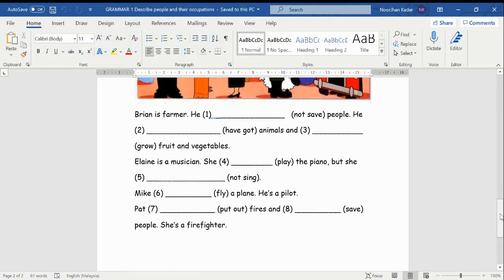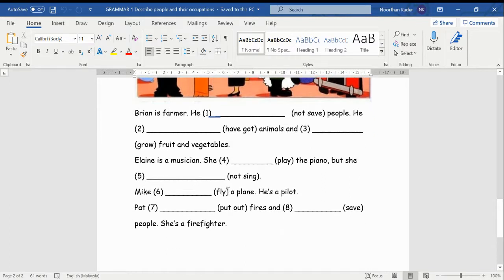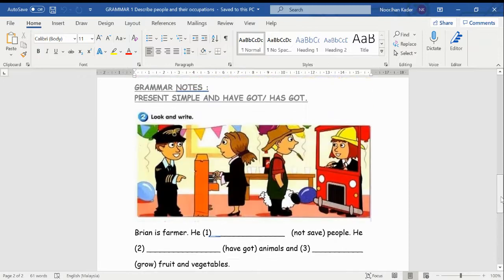And let's go to the third one. So we have to fill in the blanks number 4 and 5 for Elaine. So 1 to 3 will be for Brian. 4 to 5 will be for Elaine. Okay, number 6. There's only one blank for Mike. And who is Mike? There's no clue here. Mike dash fly a plane. He's a pilot, so that is our clue. Mike is a pilot.